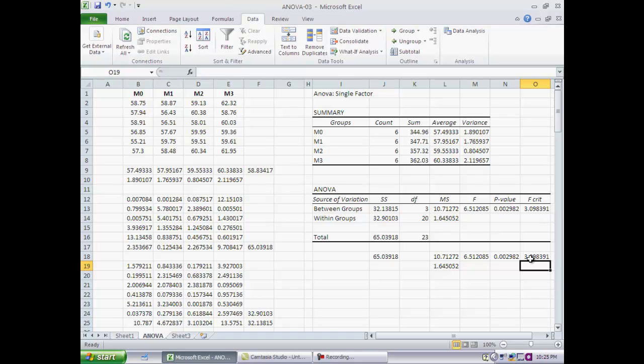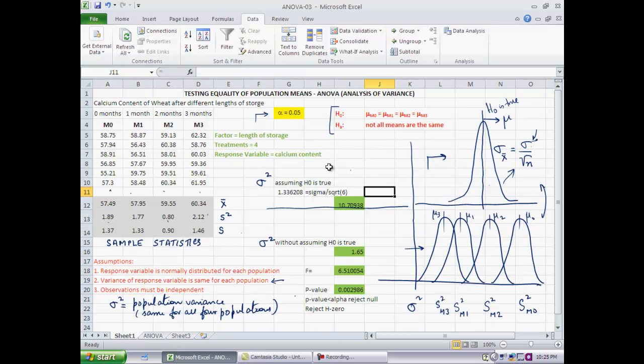So any F ratio that is more than 3.098 for this problem setting would lead me to conclude that the two different estimates of the population variance that I computed are significantly different. In this case, the value of F that I got is substantially higher than the F critical. So whether I use the p-value method or the critical value method, I end up concluding that I reject the null. And what was the null? The null was that the means of the four populations are identical. So I reject that and I end up with the same conclusion that I had manually, namely not all means are the same.